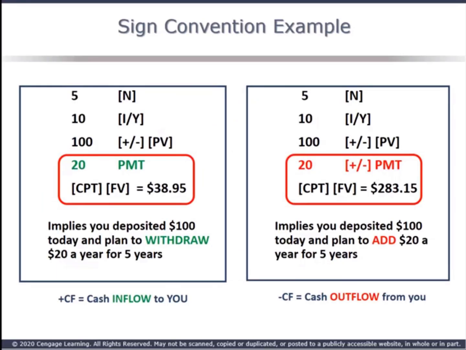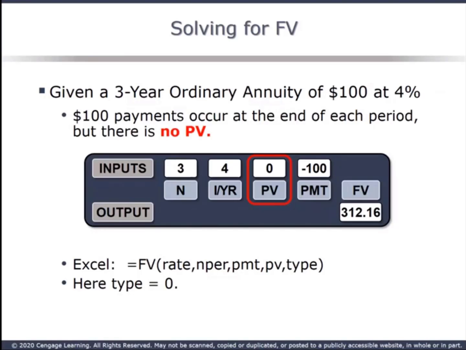These two problems look the same with one major difference. In the problem on the left, payment is a positive $20, implying that you will receive $20 every year for 5 years. Payment in the problem on the right is negative, implying that you'll add $20 to the account every year. A big difference. Everything else about the two problems is the same except the sign of payment. Note that the answers don't just differ by sign. They're totally different.